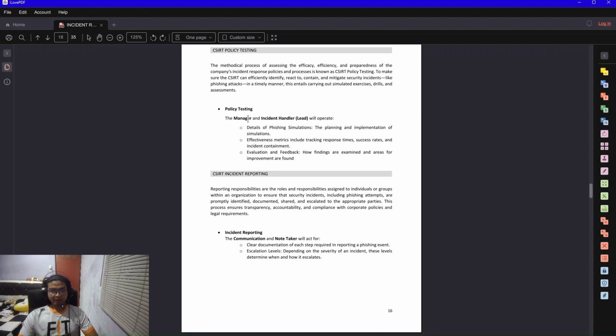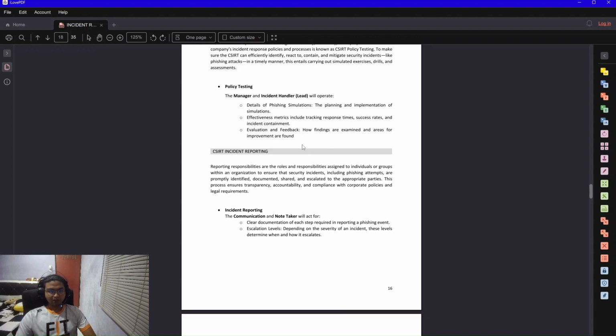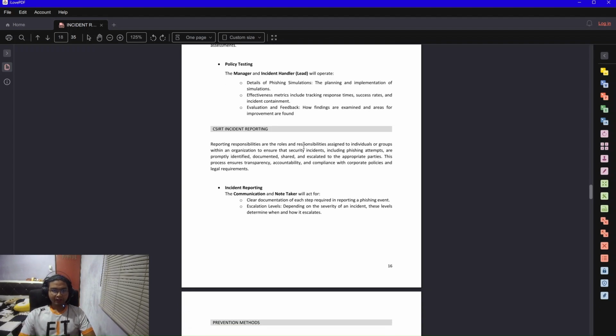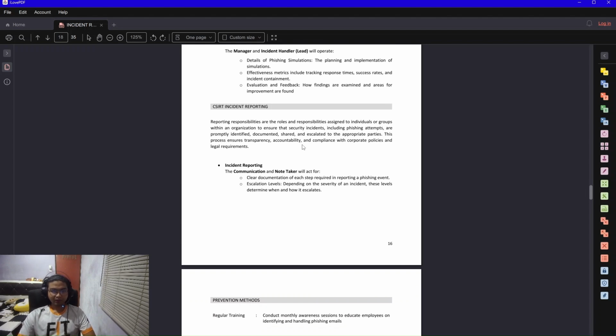Policy testing: the manager and incident handler will operate the details of the phishing simulation, which is the planning and implementation of the simulation. They then will measure the effectiveness. Metrics include tracking response time, success rates, and incident containment. In the final process, they will make the evaluation and feedback, where findings are examined and areas for improvement are found. Next up is CSIRT incident reporting.